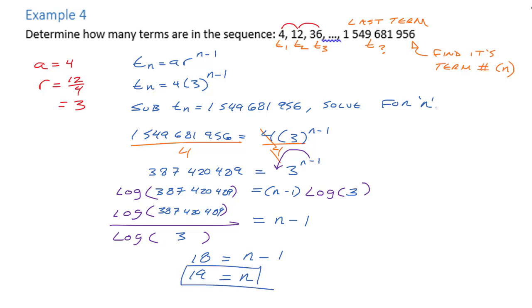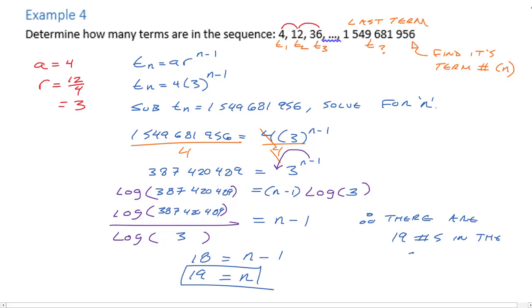Again, you could just sit there multiplying 4 times 3 times 3, or keep hitting times 3 in your calculator to double check it. But what if the numbers get really, really big? That's the point. You need to be able to show that you can follow these steps. So we figured out that there are 19 numbers in the geometric sequence.